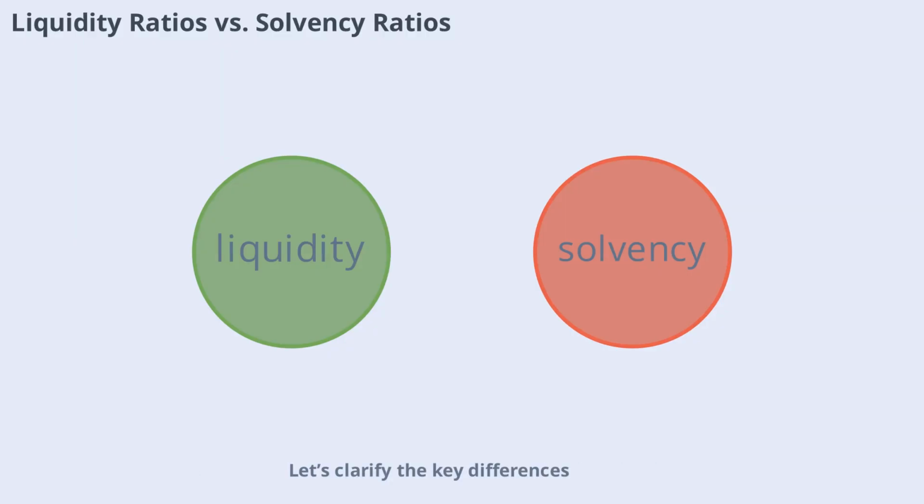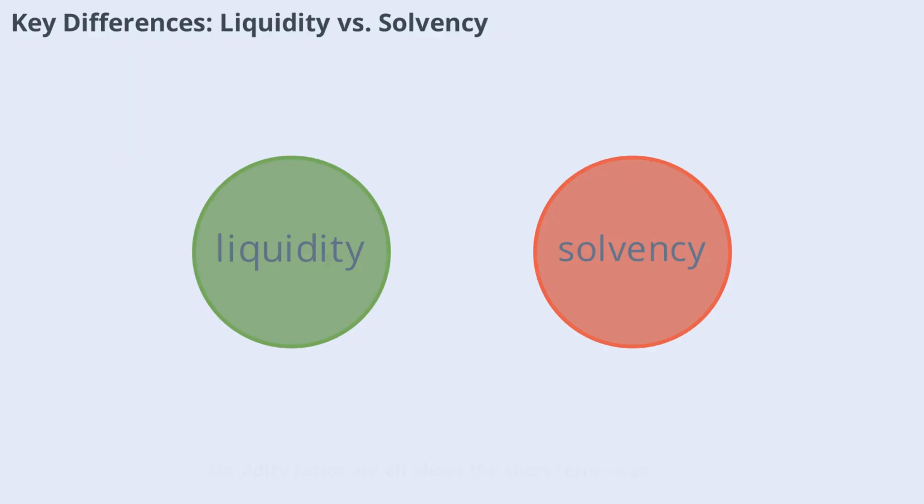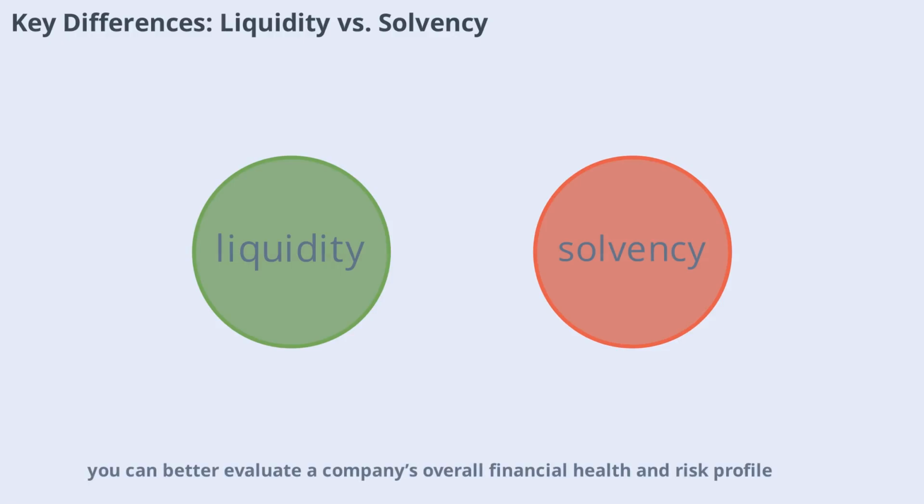Let's clarify the key differences. Liquidity ratios are all about the short term. Can the company pay its bills in the next year? Solvency ratios, like the debt-to-equity ratio, focus on the long term. Can the company meet all its financial commitments over time? Both are vital for a complete financial analysis. By understanding the distinction, you can better evaluate a company's overall financial health and risk profile.